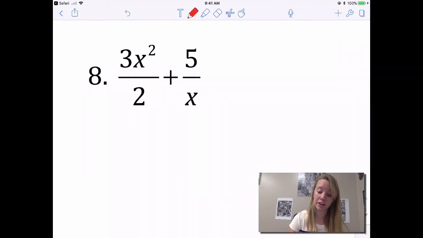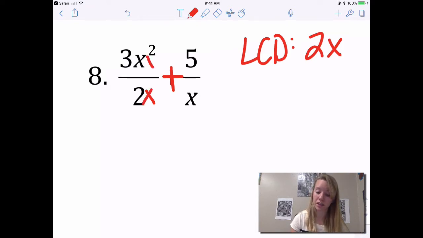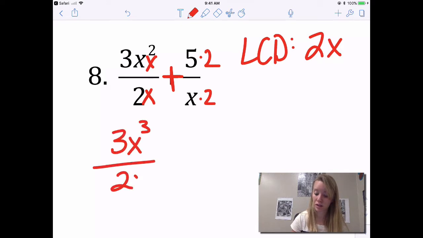Number 8, here is a different type of problem. We're adding. When you're adding, you absolutely need an LCD. So this is when you can't just start canceling or doing anything like that. You've got to say, okay, the LCD is going to need a 2 and an x. So what is the first denominator missing? It's missing an x, so I need another x in the top and bottom. And then the second one is missing a 2 and a 2. So the first, I'll have 3x cubed over 2x plus 10 over 2x.